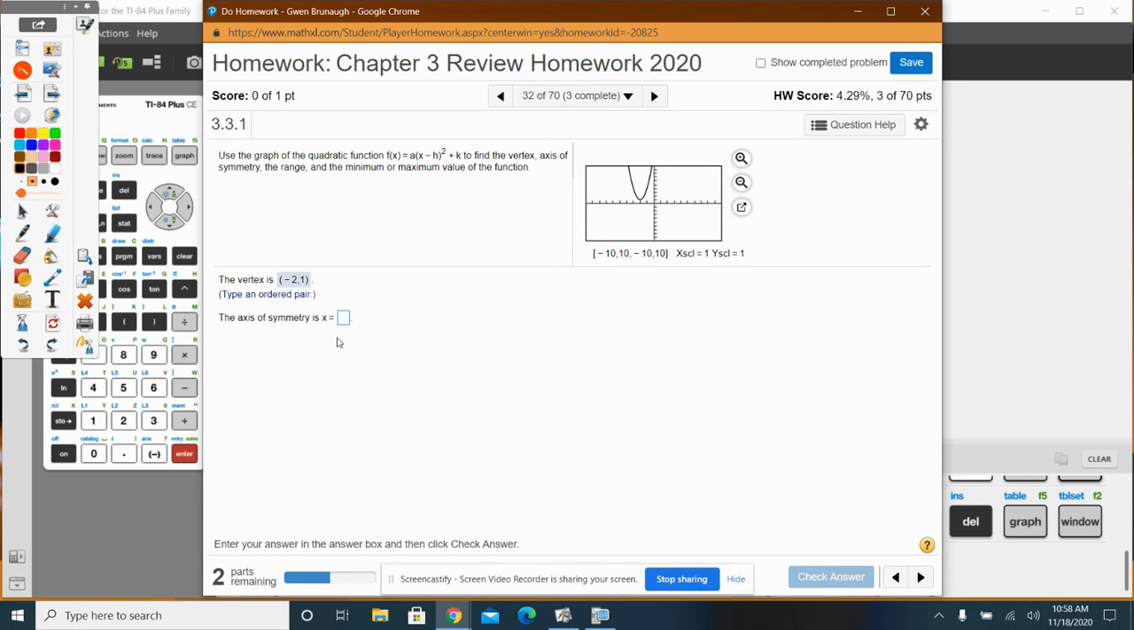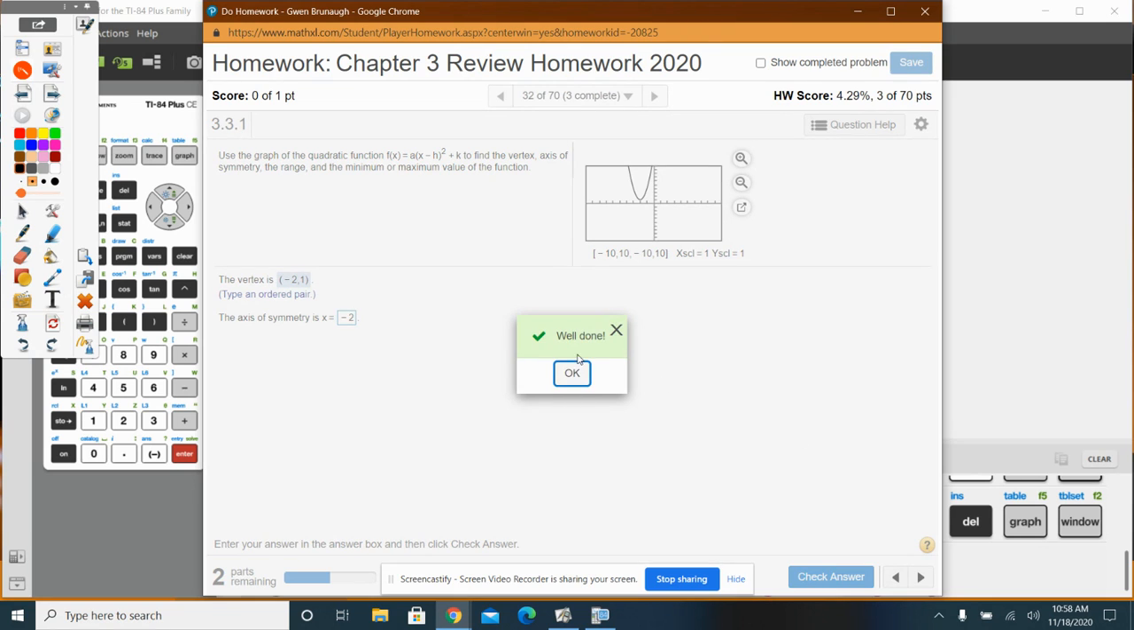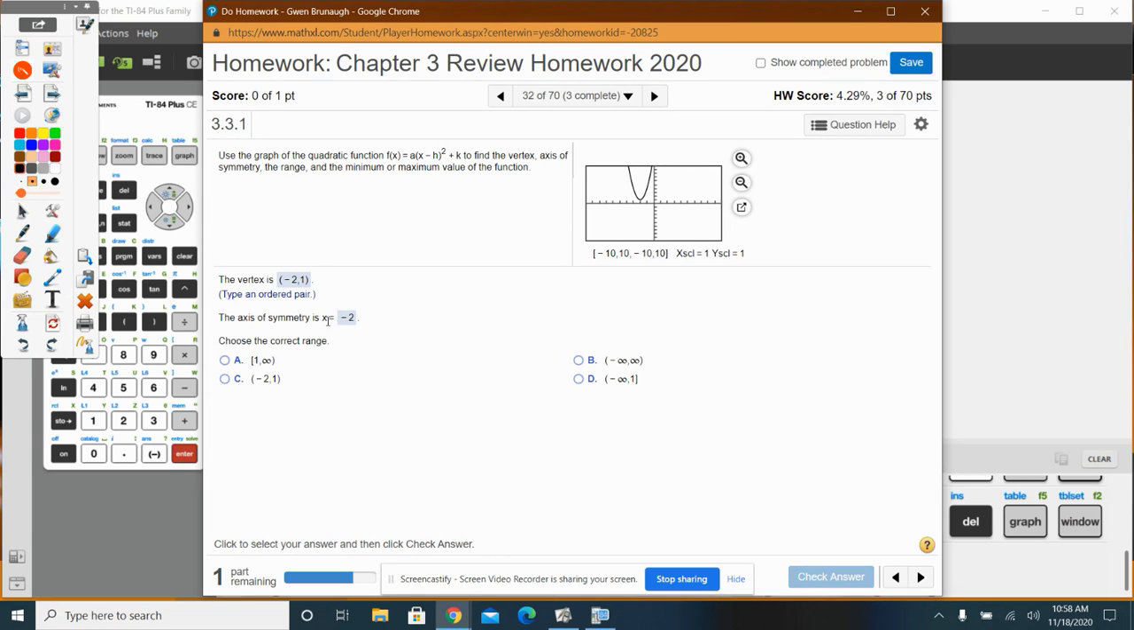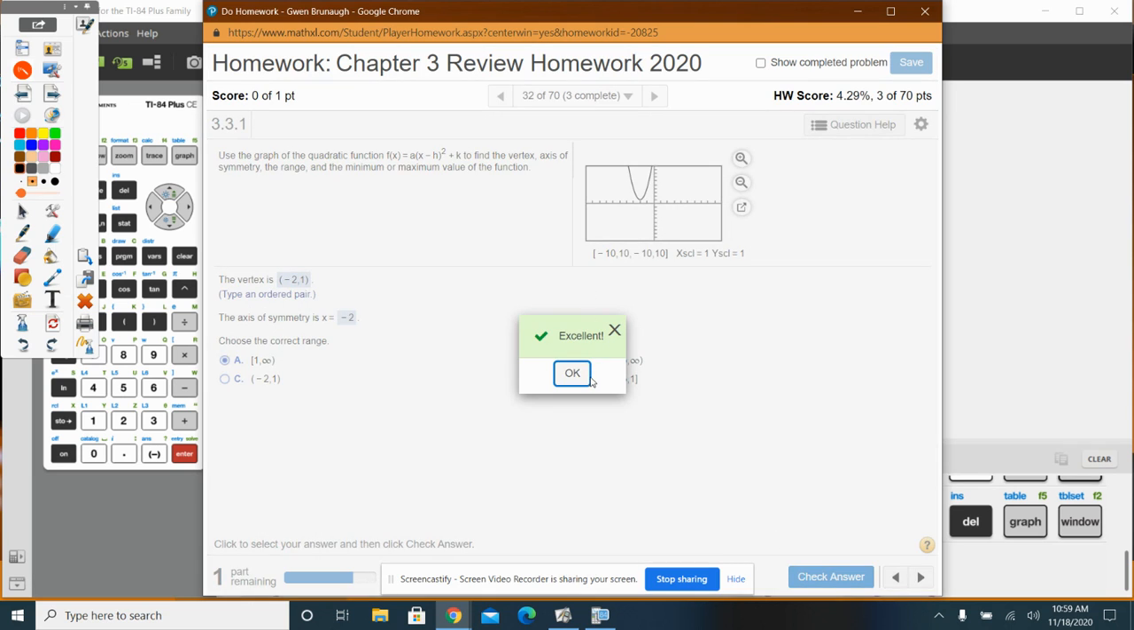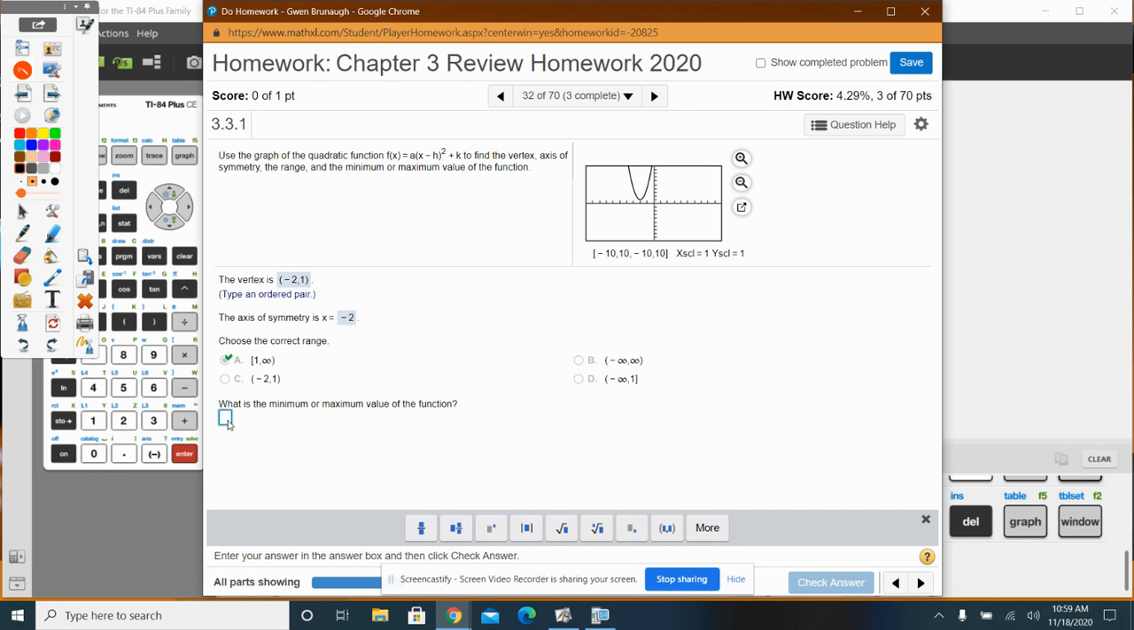Okay, axis of symmetry is x equals whatever the vertex x was. That's negative 2. The range is the down, the up, the smallest to the biggest for the y values. So you're looking at y from 1 to infinity. And they want to know what the minimum is. It is a minimum, and it is the y value. That minimum is 1.